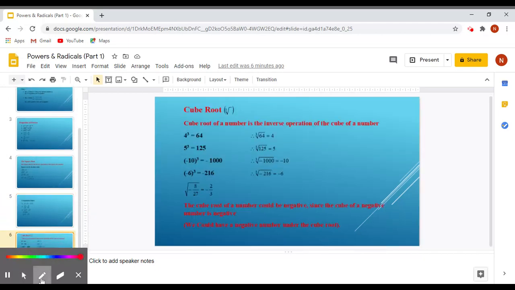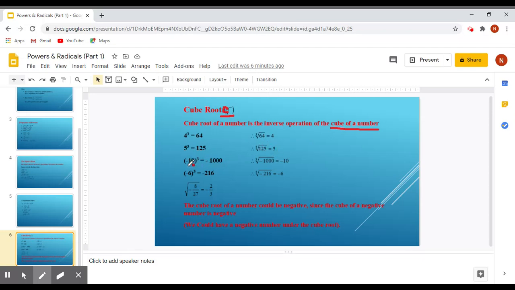Now, cube root. We are so much familiar with the square root, but not so much familiar with the cube root. The cube root is the inverse operation of the cube of a number, and this is the symbol of the cube root. We put a root and we put the index of the root here. We put a 3. This is the cube root. Now we know that 4 to the 3 is 64, so the inverse operation, the cube root of 64, will give me 4. 5 cube is 125, so the cube root of 125 is 5.